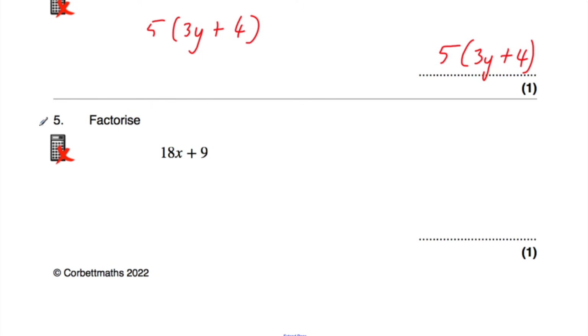Okay, let's have a look at question number 5. So question number 5 says factorise 18x plus 9. So let's see what both of these terms are divisible by.